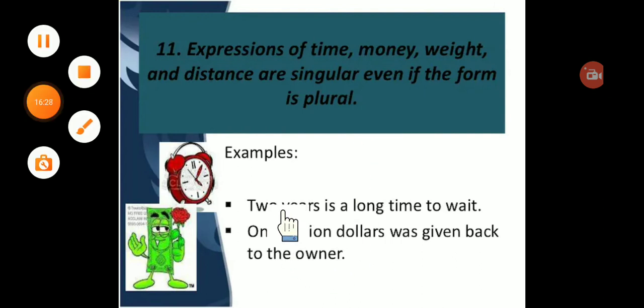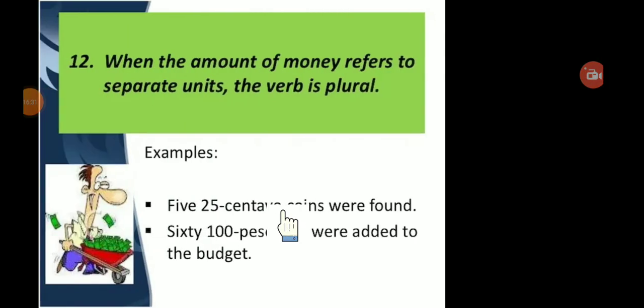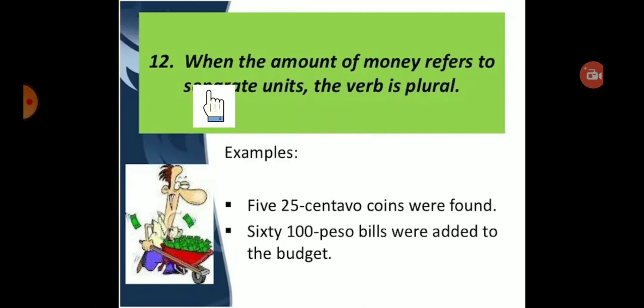Now let's discuss the last rule of this video, the 12th. When the amount of money refers to separate units, the verb is plural. For example, 25 cent coins were found. 100 peso bills were added to the budget. So when the amount of money refers to separate units, the verb is always plural, as given in the sentence, and you can judge with the help of this example.